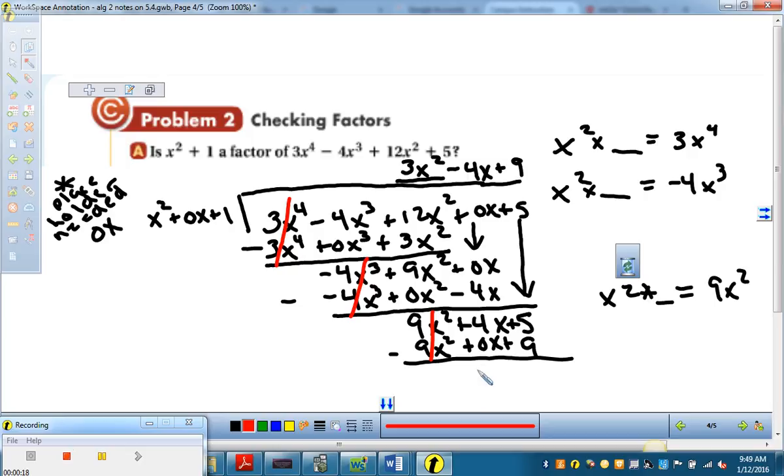4x minus 0x gives us 4x. And 5 minus 9 gives us minus 4. Do I bring down a 0? Nope. Okay. So my remainder is 4x minus 4 over x squared plus 1. So is x squared plus 1 a factor? No, because the remainder is not 0.